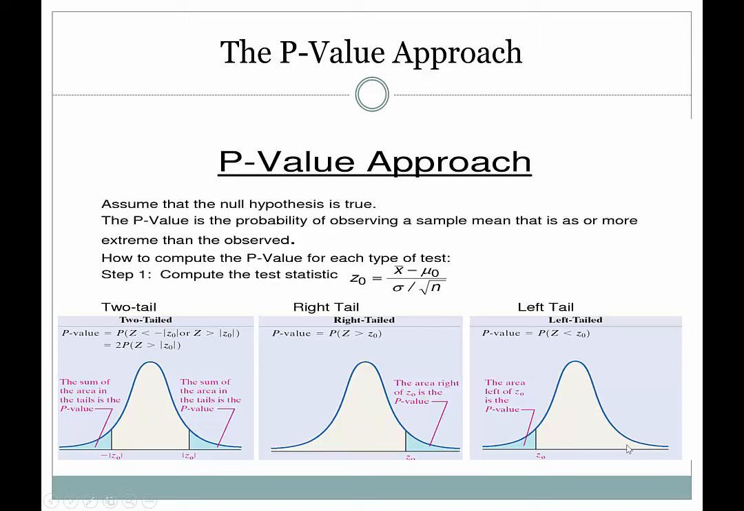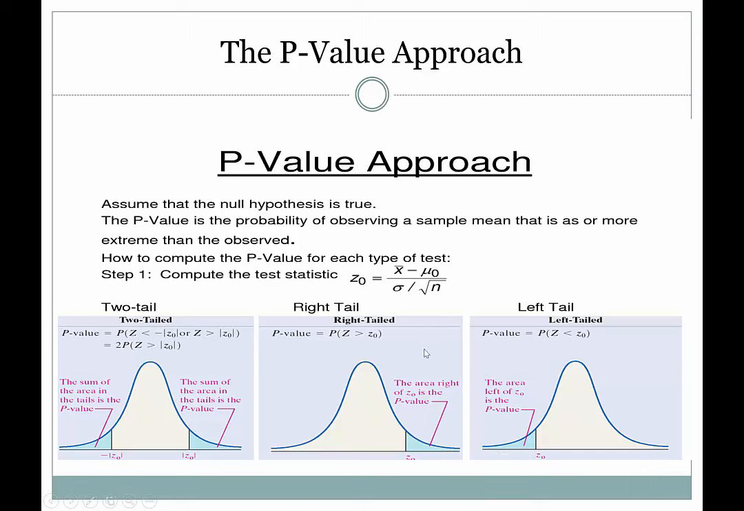When your test stat is over here, it means your p-value is going to be quite large. It'll be something more than 50%. But if it's on the left-hand side of the curve, it'll be something less than 50%. But either way, the point is that wherever your test stat lands, the area to the left of it is the p-value for a left-tailed test.